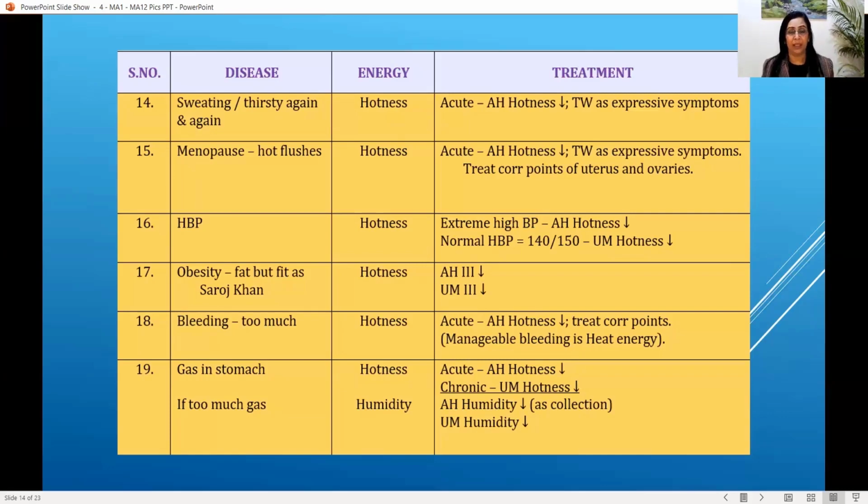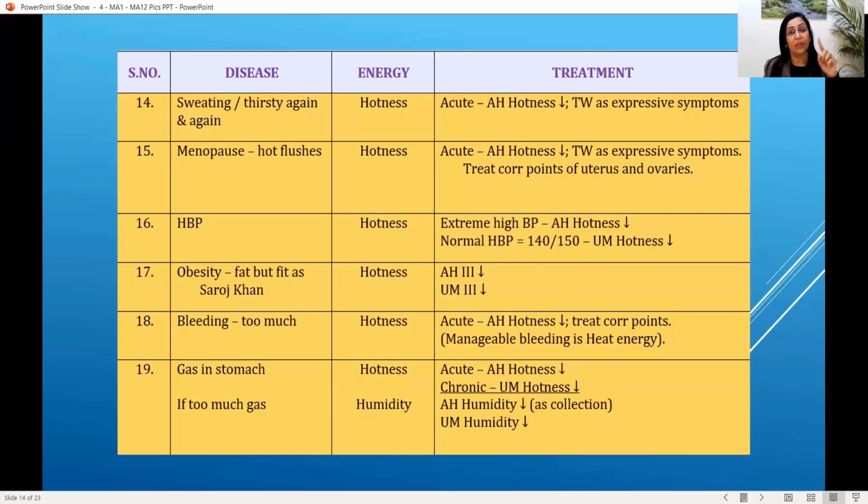If there is too much bleeding, a little bit of bleeding is treated by heat energy, but when there is too much bleeding, which you're not able to manage, then it is hotness energy because there's too much expansion. If the bleeding is manageable, then you treat it according to heat energy. But if the bleeding is too much and you're not able to manage it, then you treat it according to hotness energy. Usually it is acute only because it might happen suddenly due to some kind of accident or something. So then our hotness has to be sedated, which is the triple warmer sedation, right?